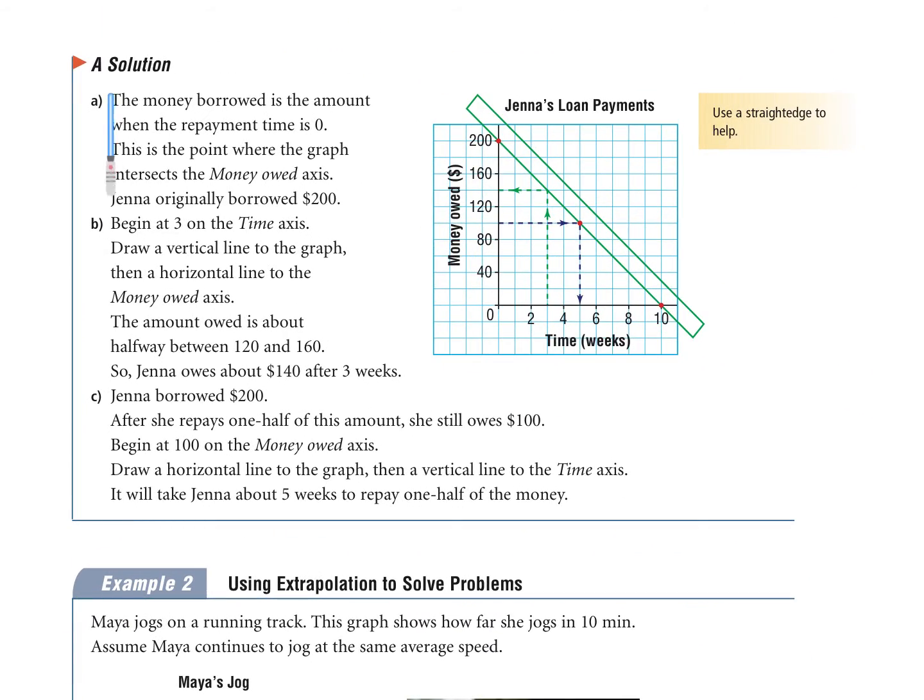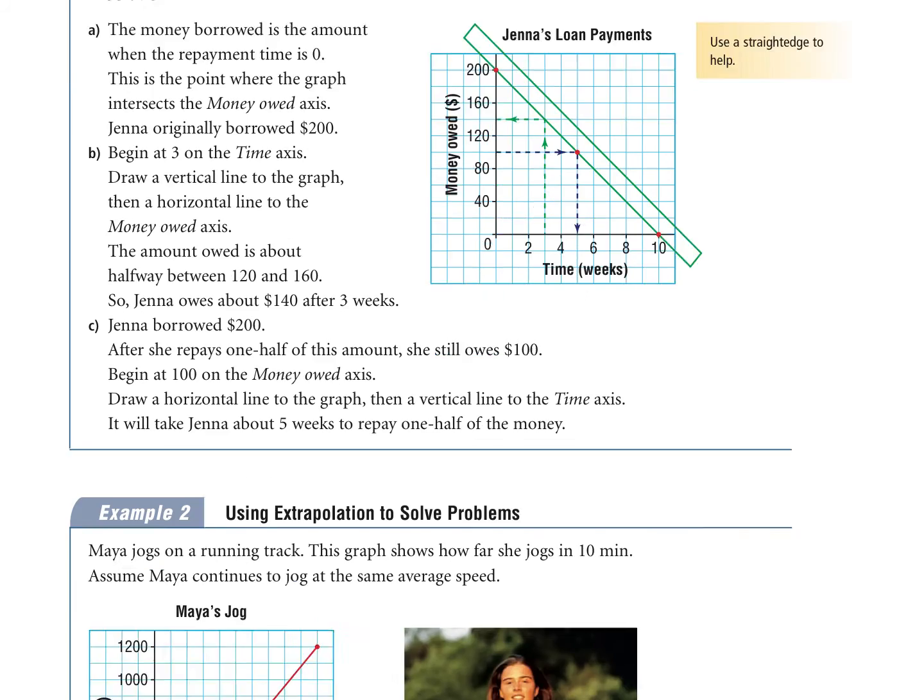Solutions. So this is the solution from what we just went over. And you can see that it was 200 she started with. We can see that by going up where 0 is. Between 120 and 160, so it would be 140 after 3 weeks, and it would be 5 weeks.